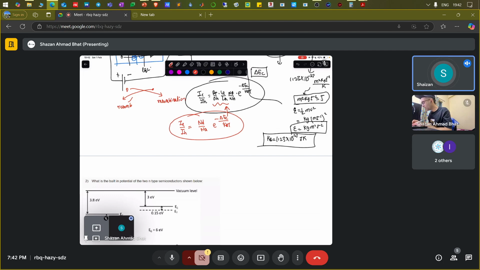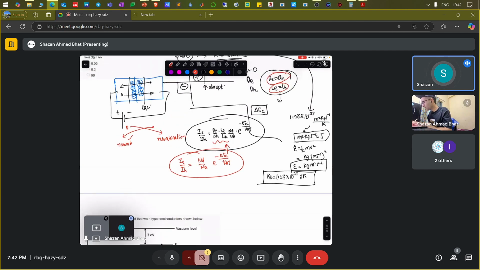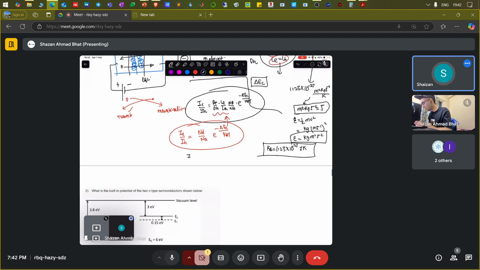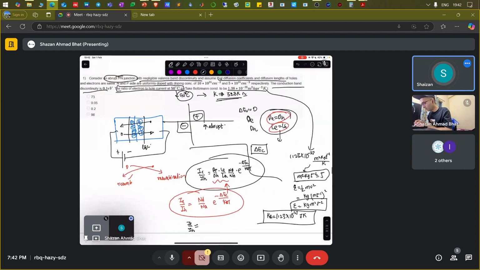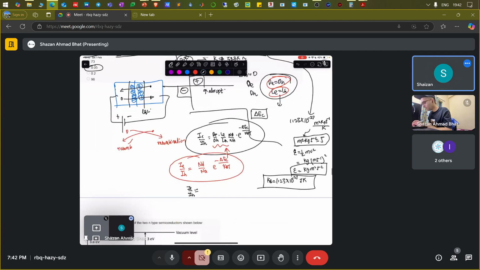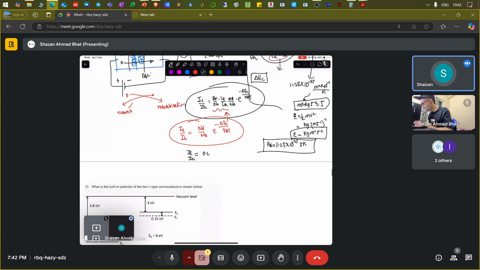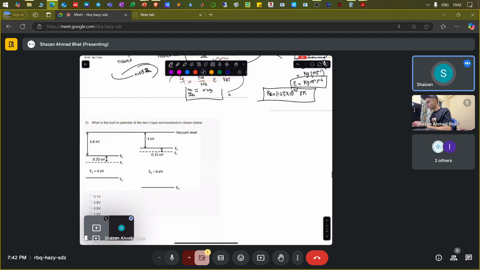When you solve this particular equation, which is very easy, you get IE by IH to be approximately 0.05, which is the correct solution. So you have to solve it. That means the electron current is approximately 0.05 times the hole current. That means it's much, much smaller than the hole current. So that is the first question.